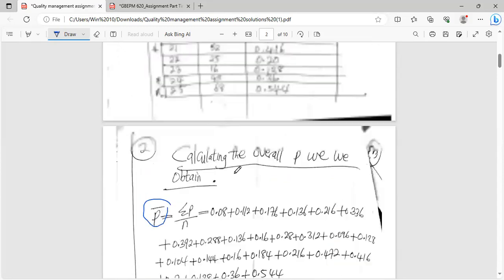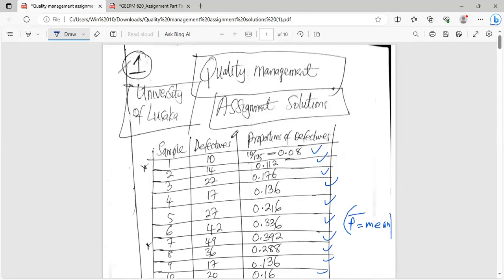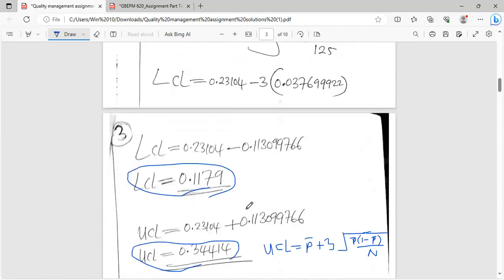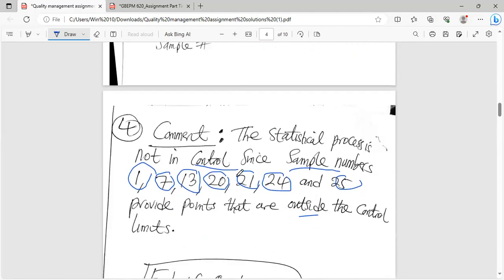Okay, so this is just about finding the proportions that we can get, dividing these proportions by 125. So this one divided by 125 to get the proportion. Even this one divided by 125. Even this one divided by 125 to get the proportion. So here we are simply saying that the process is not in control because these values, they are outside the control limits.